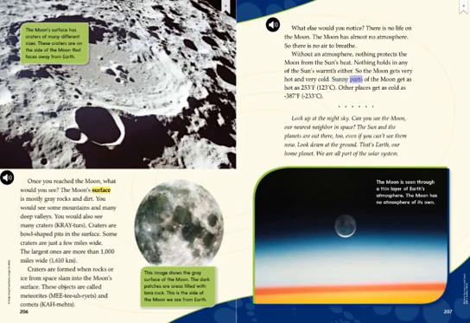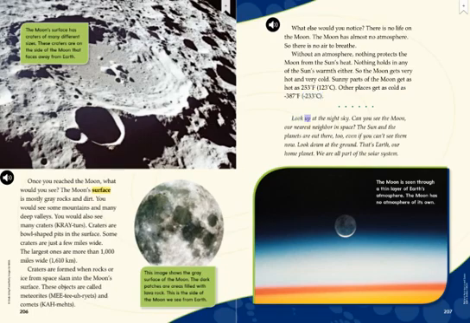Sunny parts of the moon get as hot as 253 degrees Fahrenheit, 123 degrees Celsius. Other places get as cold as minus 387 degrees Fahrenheit, minus 233 degrees Celsius.